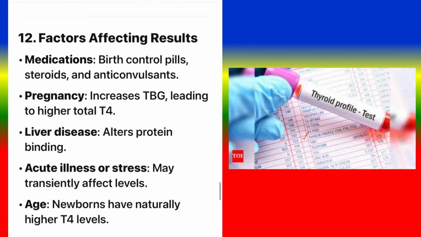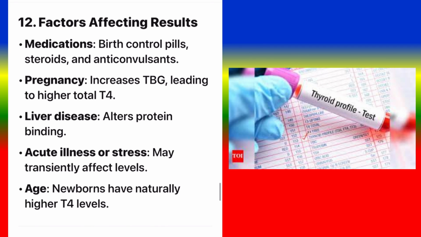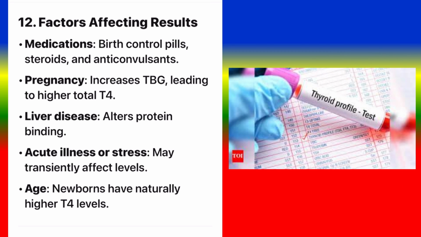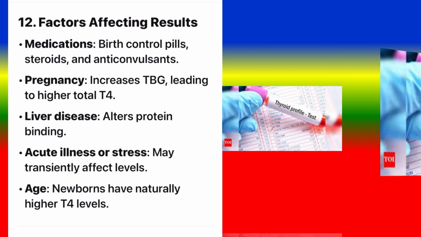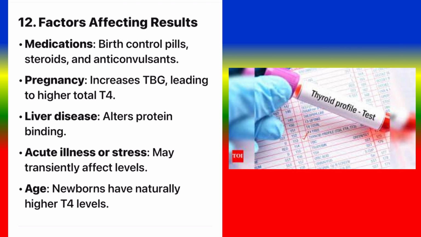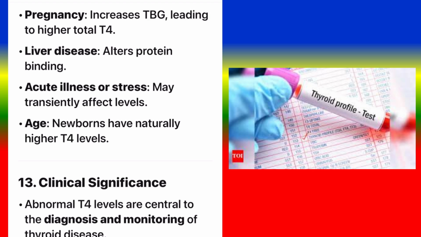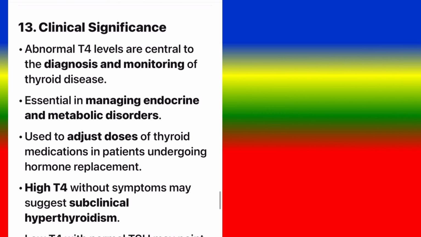12. Factors affecting results. Medications, birth control pills, steroids, and anticonvulsants. Pregnancy increases TBG, leading to higher total T4. Liver disease alters protein binding. Acute illness or stress may transiently affect levels. Age: newborns have naturally higher T4 levels.